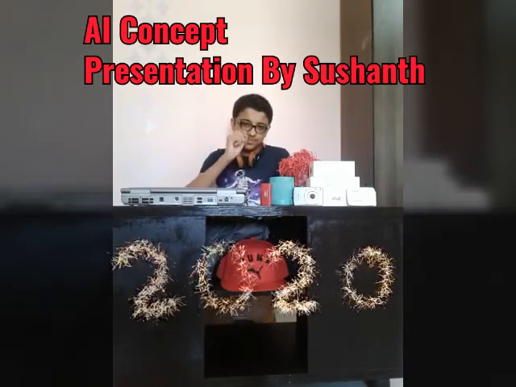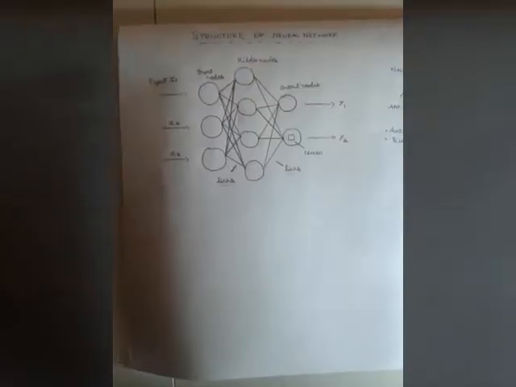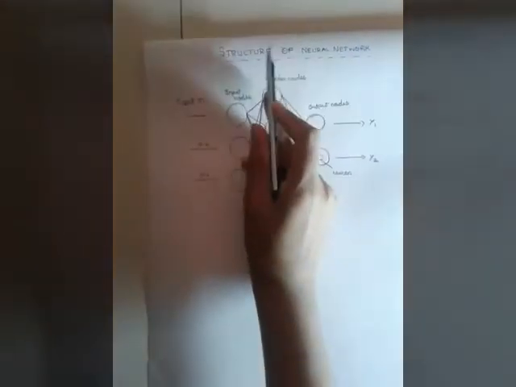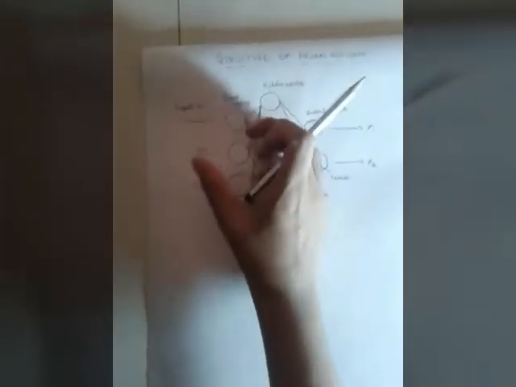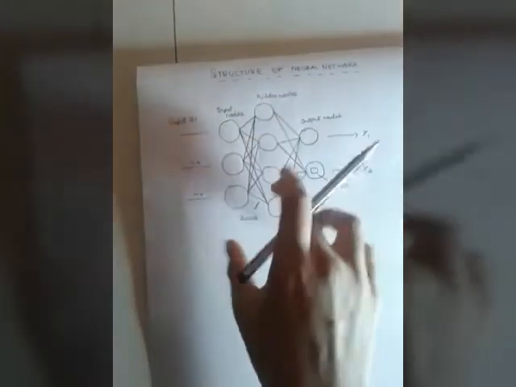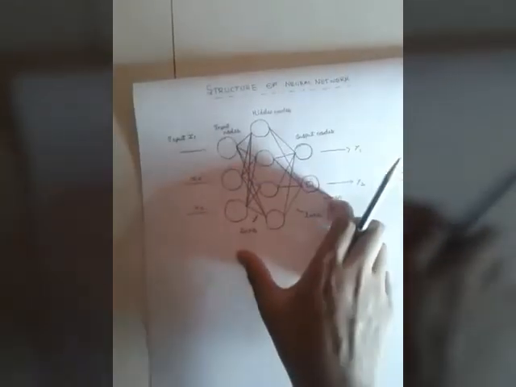Okay guys, now we are going to discuss the structure of a neural network. So this is the diagram. It is the structure of a neural network.